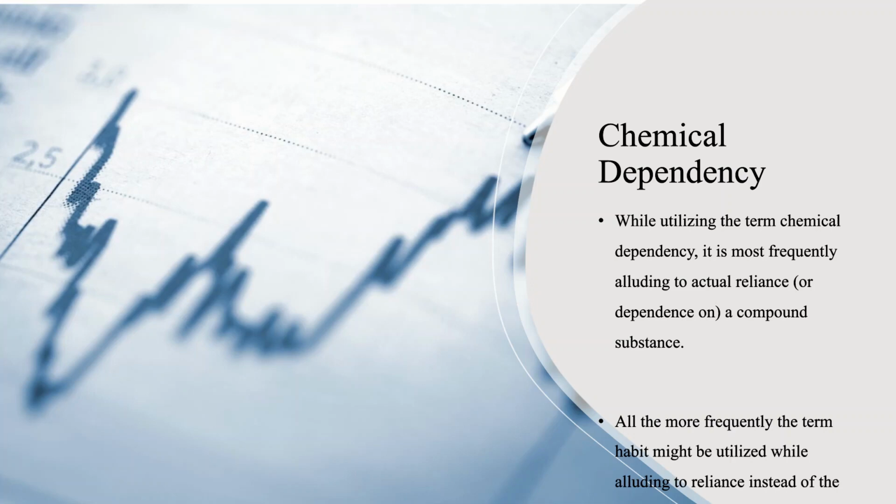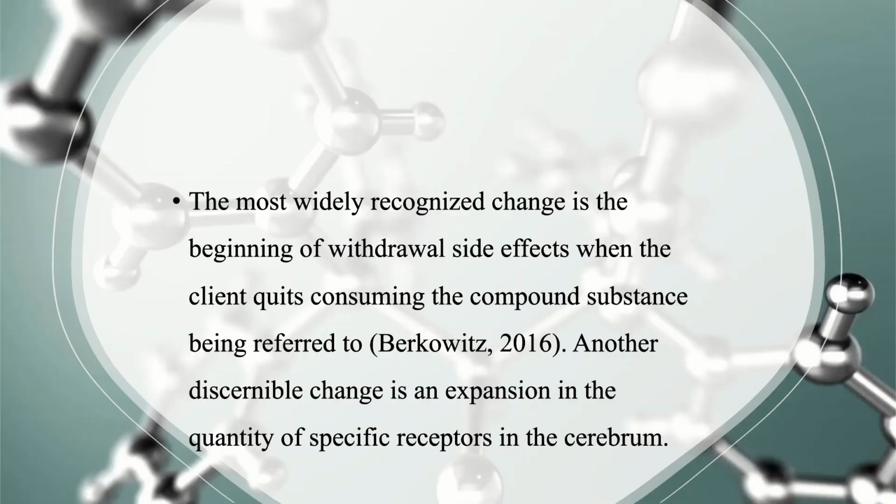Chemical dependency is most frequently a term used for alluding to actual reliance or dependence on a compound substance. More frequently, the term habit might be utilized while alluding to reliance. The most widely recognized change is the beginning of withdrawal side effects when the client stops consuming the compound substance in question. Another discernible change is an expansion in the quantity of specific receptors in the cerebrum.